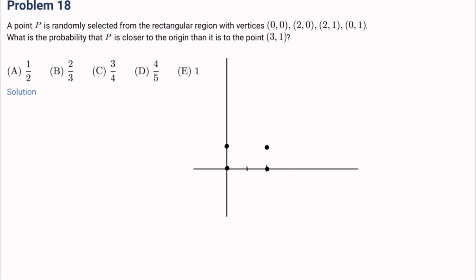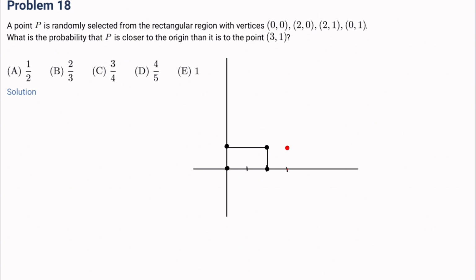And P is closer to the origin than it is to the point (3, 1). Okay, so where's (3, 1)? This is 3, then (3, 1) will be this one. P is selected from this region, and P has to be closer to the origin than (3, 1). Sorry, that's not (3, 0), that's (3, 1), it should be right here.